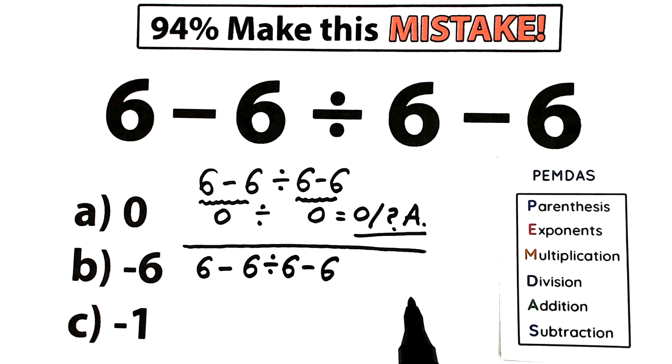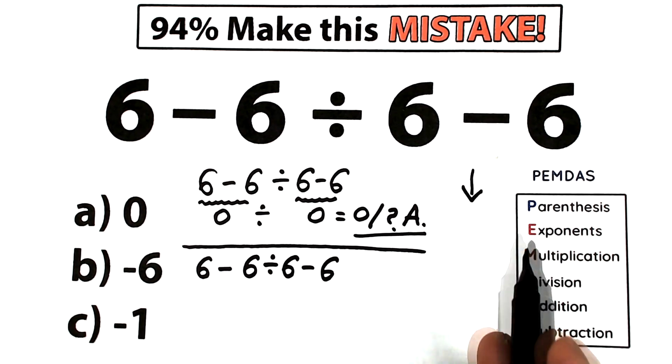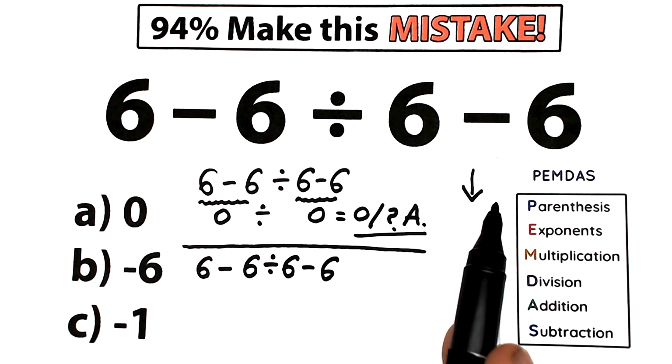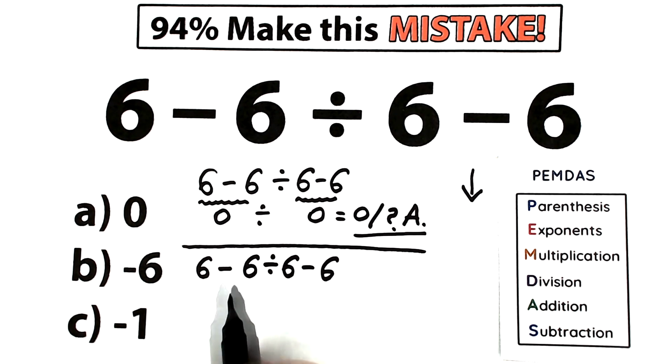So we have our steps. The first step is parentheses, then exponents, multiplication, division, and addition and subtraction. Right now let's go through the steps. The first step is parentheses. Let's look at it. Where do we have our parentheses?